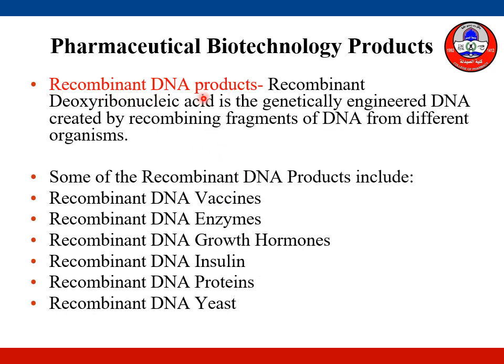Recombinant DNA products. Recombinant deoxyribonucleic acid is the genetically engineered DNA created by recombining fragments of DNA from different organisms. Examples of recombinant DNA products include recombinant DNA vaccines, enzymes, growth hormones, insulin, proteins, and yeast.